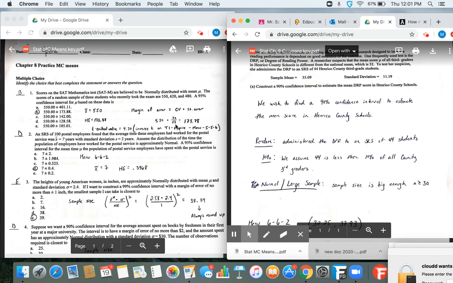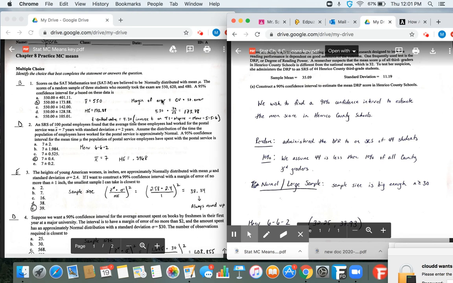Divided by the square root of n, our sample size, okay? You know what? I think I actually had to find that number in the calculator because it wasn't given. 70 was not given here. So I found that number in the calculator.